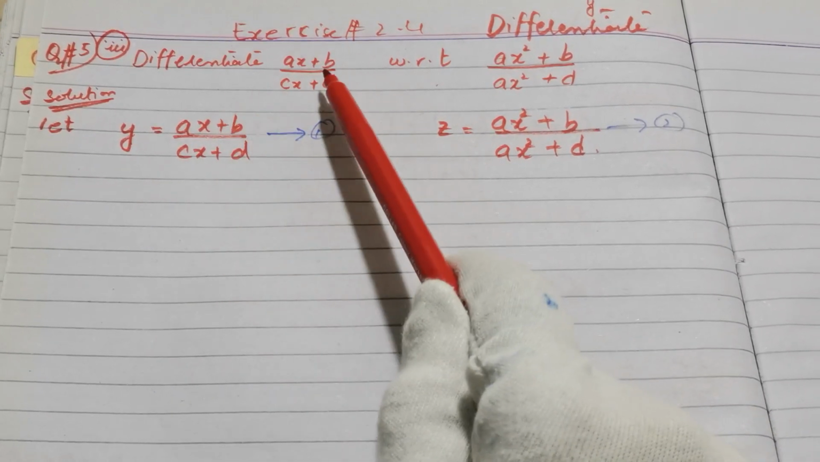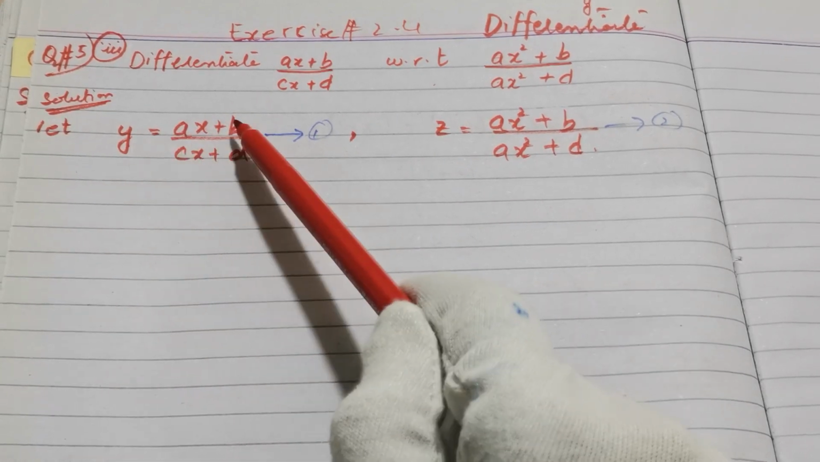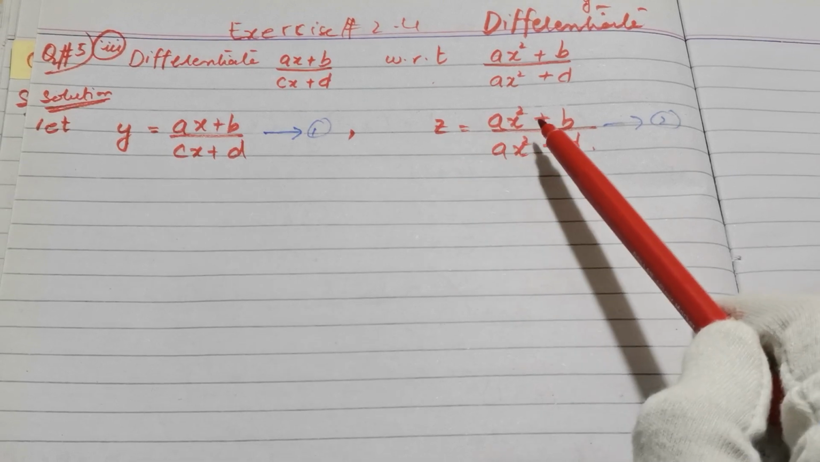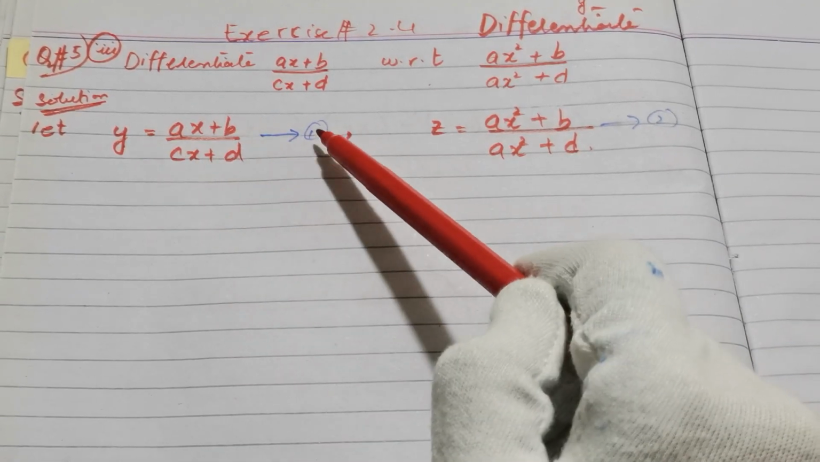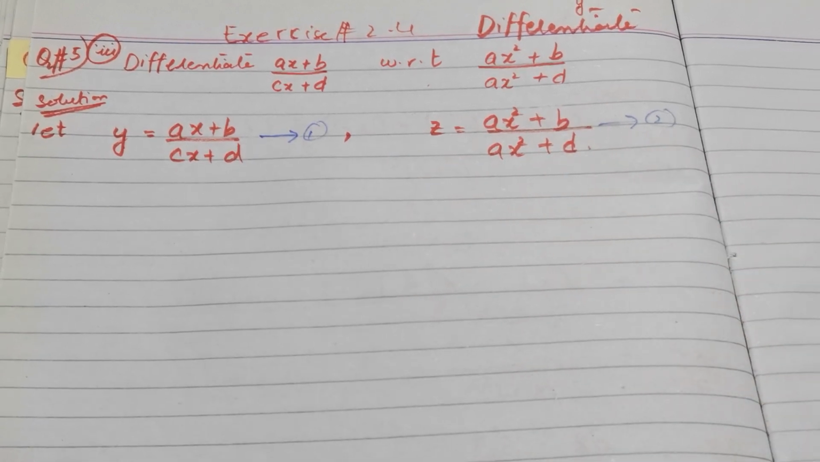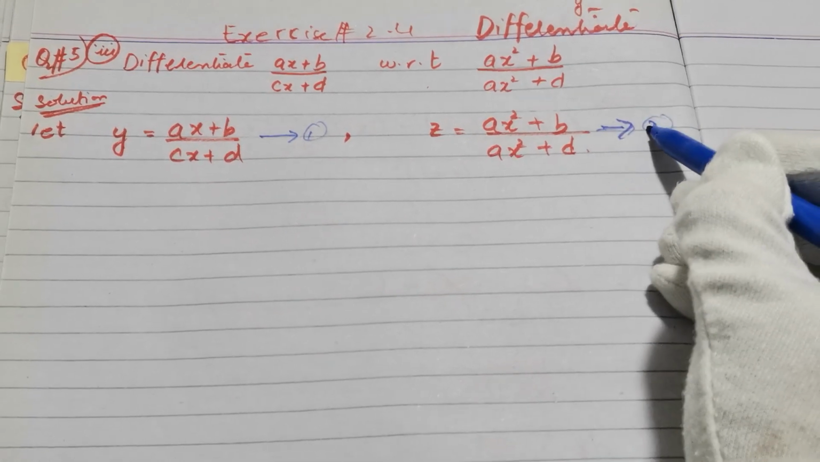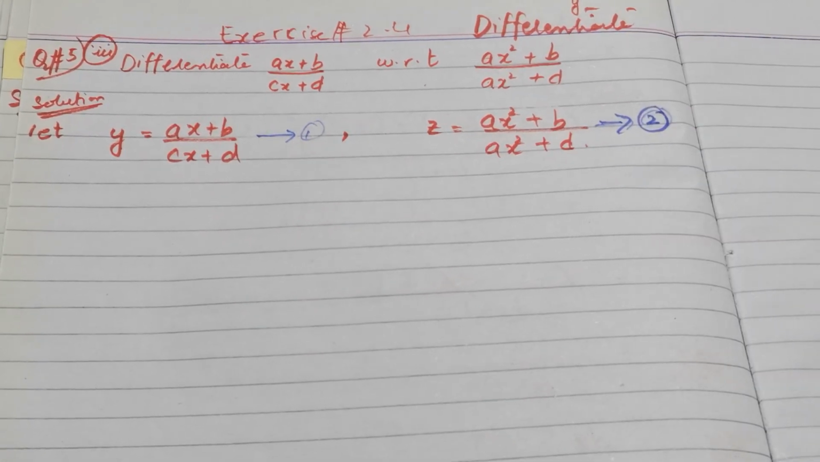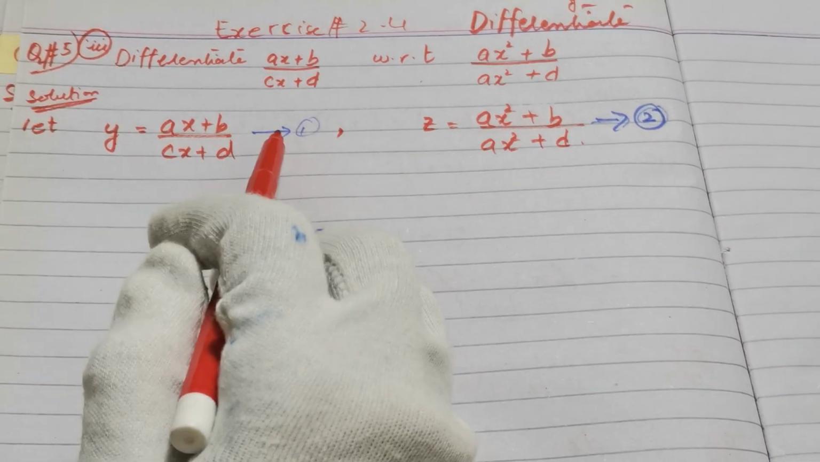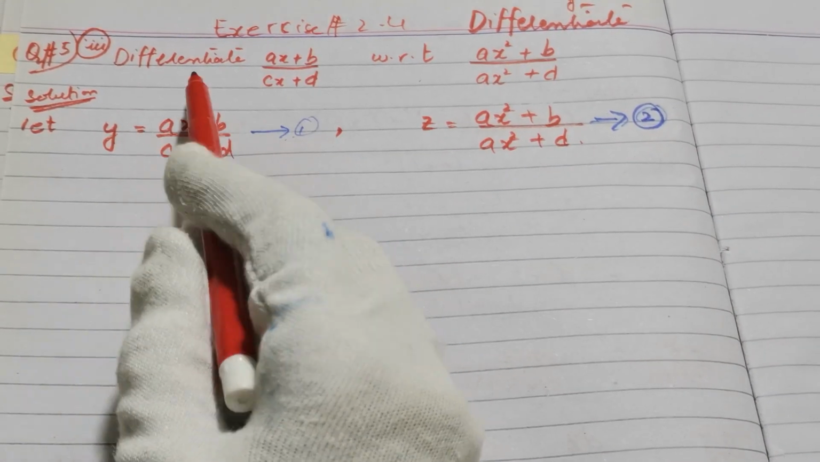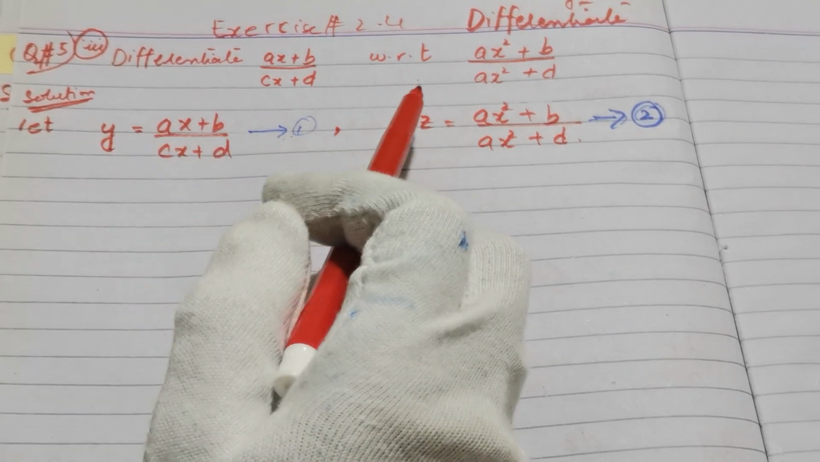How to differentiate? We first of all will suppose let y is equal to this term and z is equal to this term, and we name this as equation 1 and this as equation 2. Now first of all we will solve equation 1. Differentiate this term with respect to this term. It means we will differentiate y with respect to z.